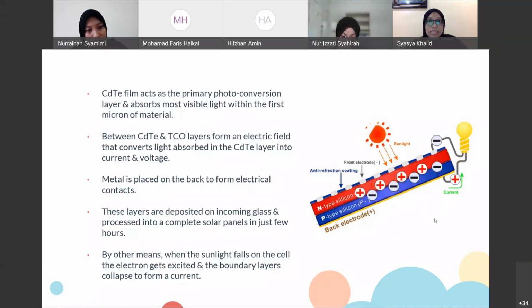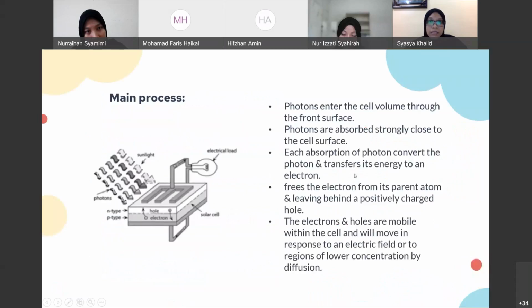In other words, when the sunlight falls on the cell, the electron gets excited and the boundary layers collapse to form a current. Next. This figure shows the main process. First, photons enter the cell volume through the front surface and are absorbed strongly close to the cell surface, but those from the other end of the visible spectrum are weakly absorbed and penetrate more deeply.